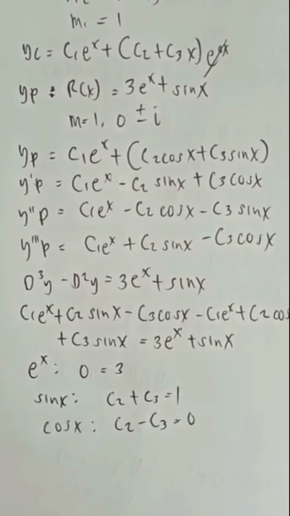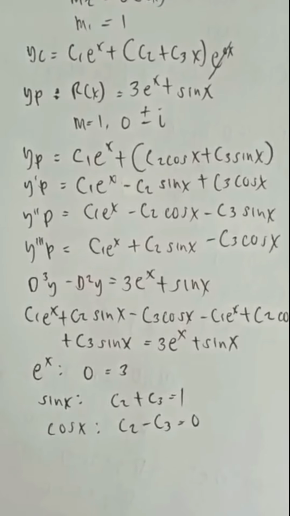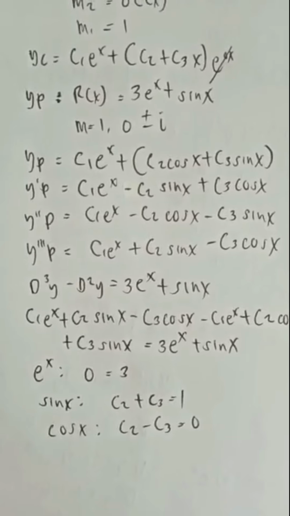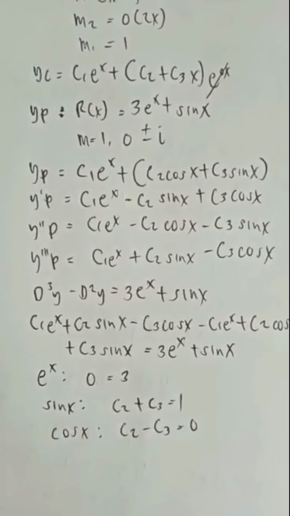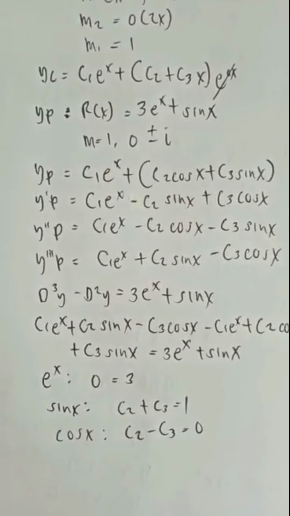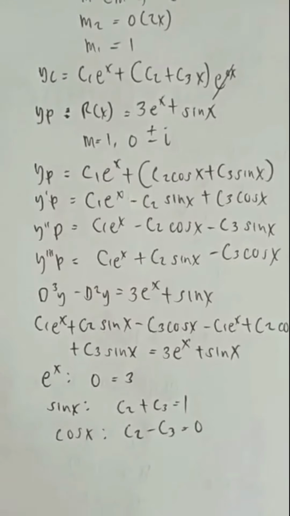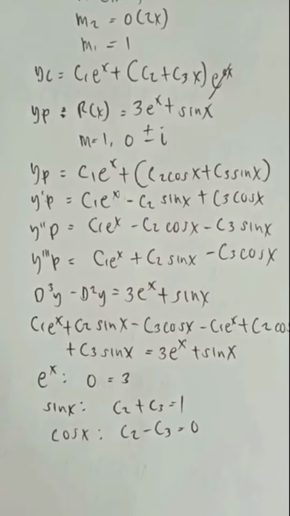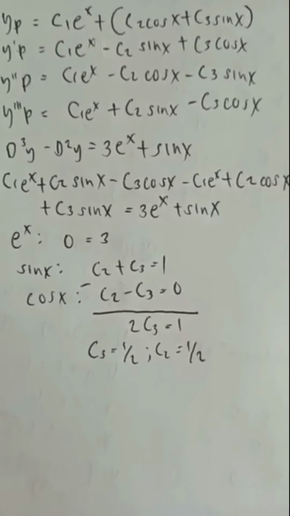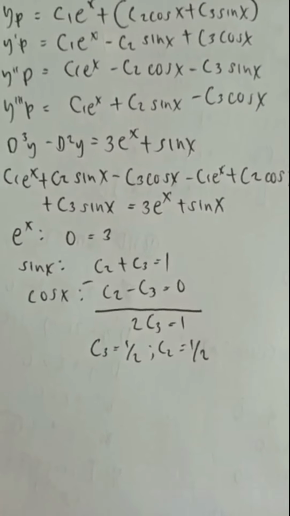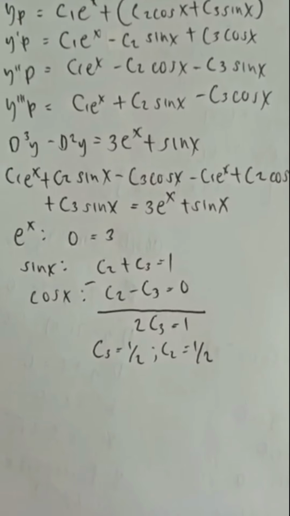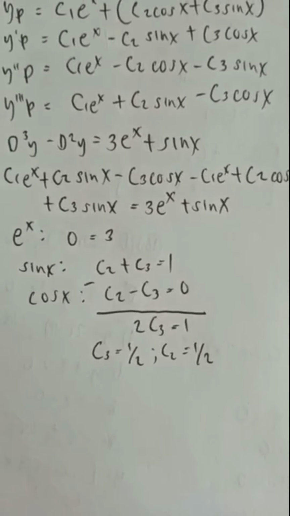Para naman sa sin x, dito sa may left part, ang coefficients ng sin x ay c2 plus c3. Dito sa may right part, ang coefficient ng sin x ay 1. Next naman, ang cosine x. Ang coefficients ng cosine x dito sa left part is c2 minus c3. Dito sa may right part, wala tayong nakikitang cosine x, kaya 0.